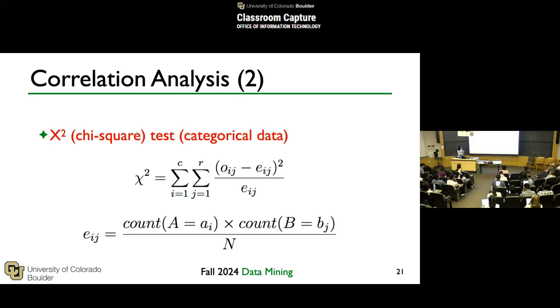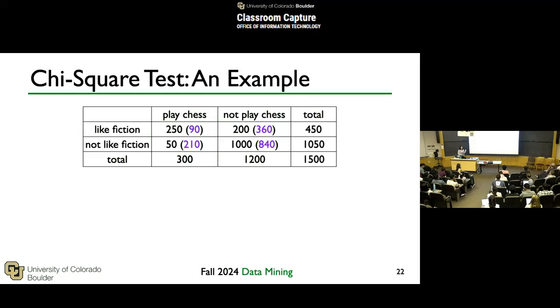Okay, so I'll put this up, and let's look at a concrete example. In this case, I have a population, right? I'm looking at two attributes, okay? One is whether they like fiction or not. The other one is whether they play chess or not. Question one, what type of attributes do I have here? Nominal, binary, ordinal, numerical? Binary, right? Yes or no?